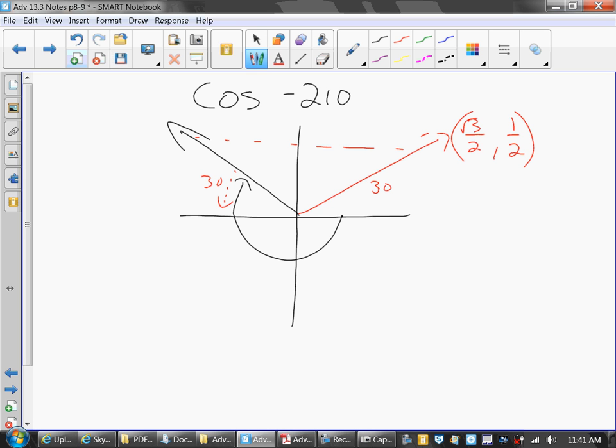In the second quadrant, the x value is negative, the y value is positive. Once again, I am looking to identify what the cosine is. Cosine is the x-coordinate. The x-coordinate is negative root 3 over 2. Okay? It's all about knowing the first quadrant and bouncing everything out of there.